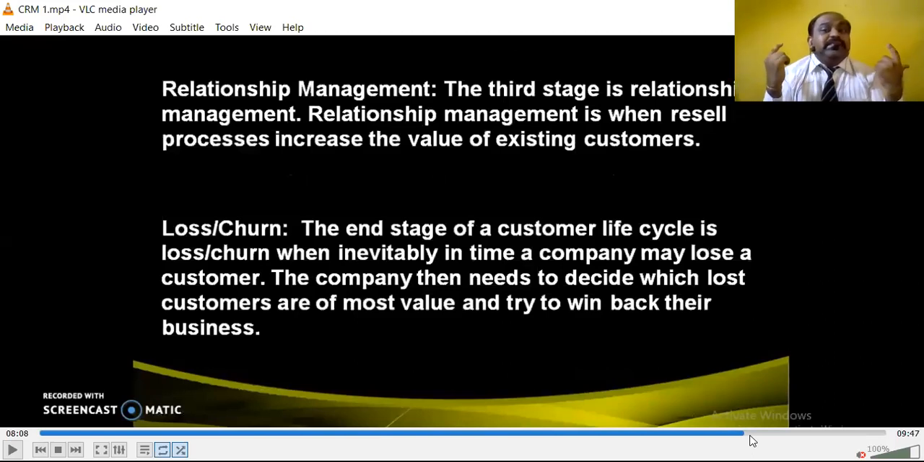Resale process increases the value of existing customers. Try to understand, whenever we are purchasing a product, we always observe whether, if I resell this product, I will get the value or not. इसको resell करूंगा तब मुझे उसका value मिलेगा या नहीं मिलेगा. You have to confirm it, then purchase. It is very necessary that you must get the value of your product. At least the resale value should be in a proper way. So the third stage is relationship management. Relationship management is when resale processes increase the value of existing customers.